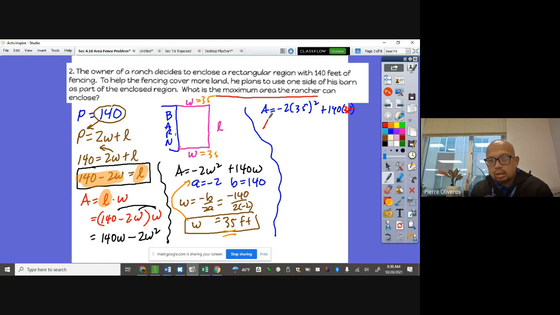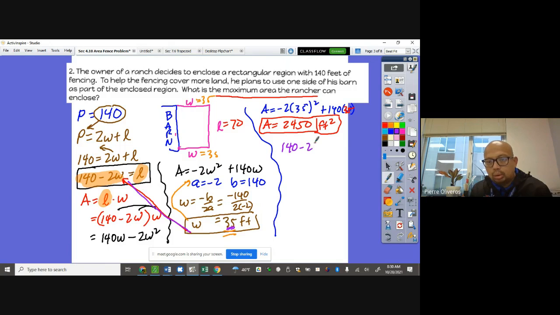What do you get, sir? I got 70. Okay, yeah, you're right. 70 like first, for the length. Yeah, if you plug in the 35 here, you will get 70. Is 70 times 35? Yeah, it's the same thing, right? Very good. So 2,450 feet squared. Don't forget the feet squared because it's an area.